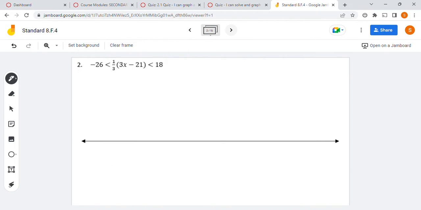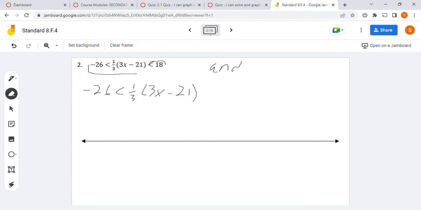This one is an AND statement because they are combined together to form a single expression like this. We're going to split that up into two and then solve them separately. So we're keeping the middle. It's shared between the two. There's our first inequality there. That would be negative 26 is less than 1/3 times 3x minus 21. And we're ignoring this inequality for that first one.